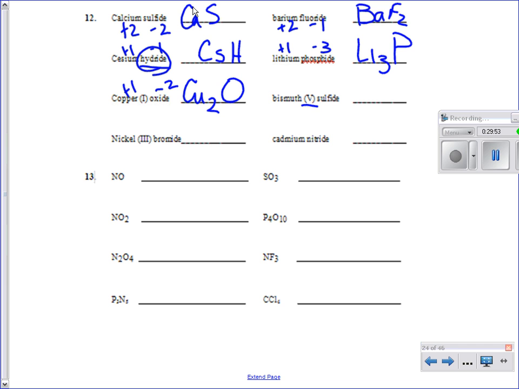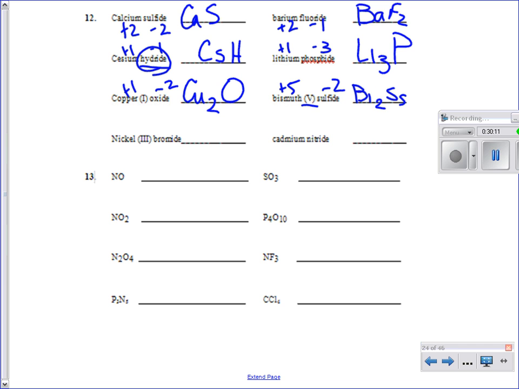Bismuth 5 sulfide. So what is the 5 the charge of? Bismuth. Sulfide is what? -2. So what's the formula? Bi2S5. That was a big high five. All right, going on to the next one.